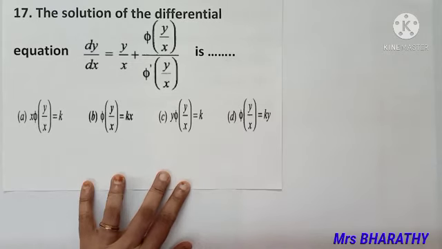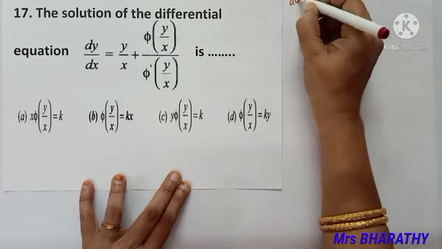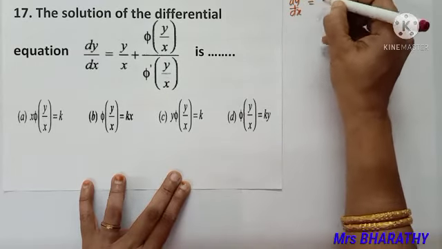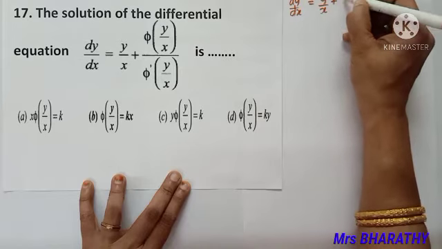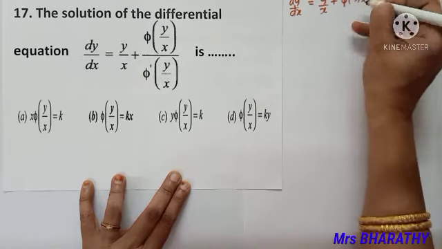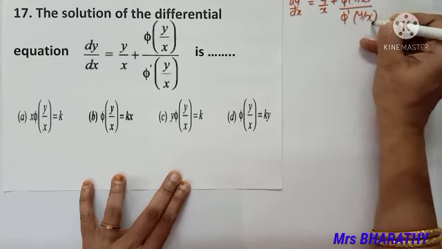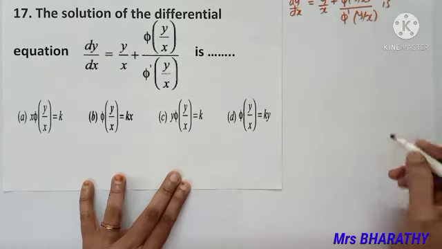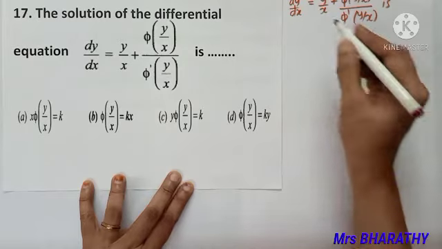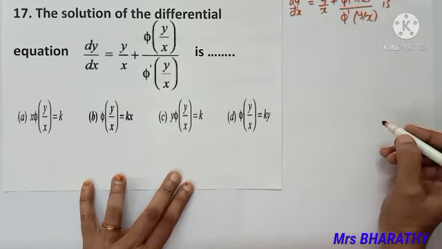Question number 17. The solution of the differential equation dy by dx equals y by x plus phi of y by x divided by phi dash of y by x is. As I look at the problem, it looks like a homogeneous equation.